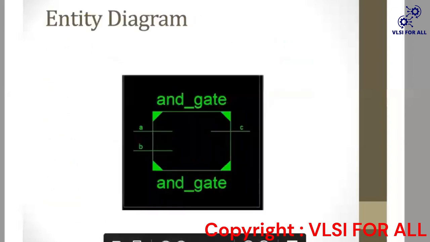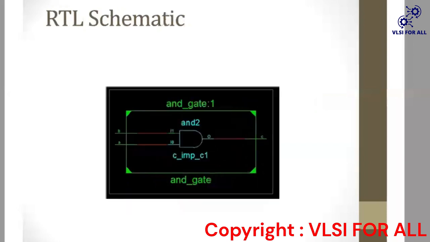And this is the entity diagram of the AND gate. When you simulate this code in Xilinx software, after synthesizing the code, click on View RTL Schematic. There is the option of View RTL Schematic. Then you will first see this entity diagram, where A and B are inputs and C is an output. When you double click on it, the internal architecture will open. This is called the RTL schematic. Here A and B are inputs and C is an output.